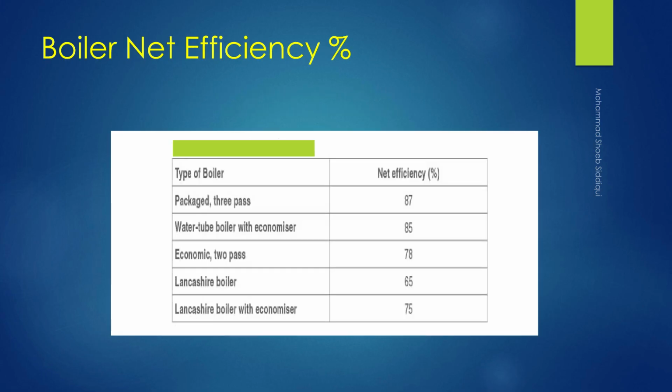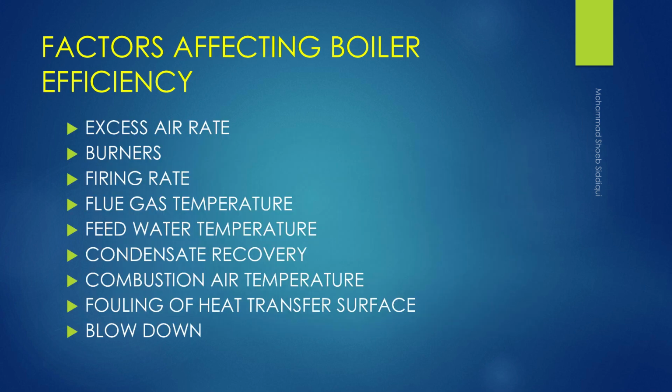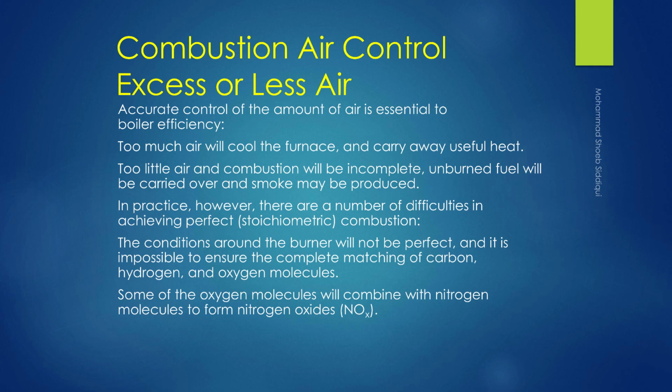Boiler net efficiency percent chart. In this chart you can see the boiler types and their efficiencies. Factors affecting boiler efficiency. Now we discuss the factors which affect boiler efficiency. 1. Excess air rate. 2. Burners. 3. Firing rate. 4. Flue gas temperature. 5. Feed water temperature. 6. Condensate recovery. 7. Combustion air temperature. 8. Fouling of heat transfer surface. 9. Blowdown.